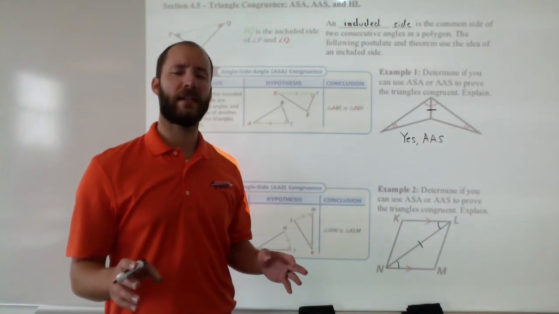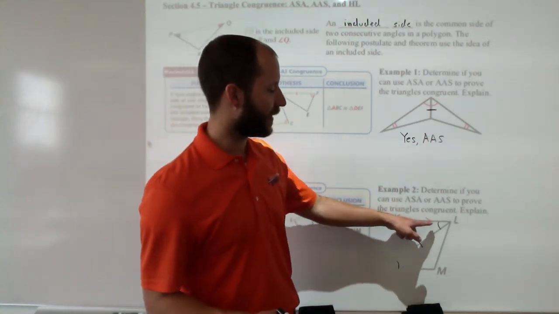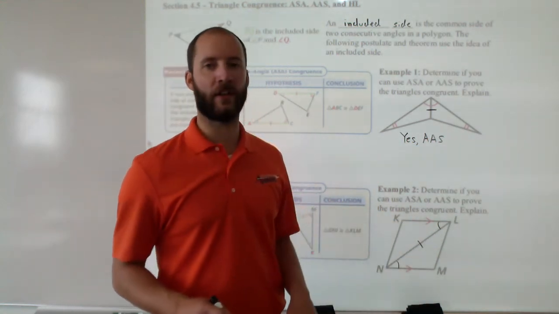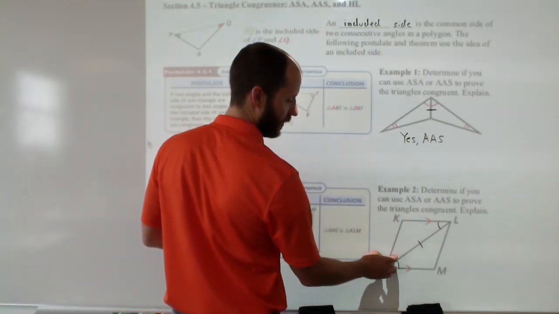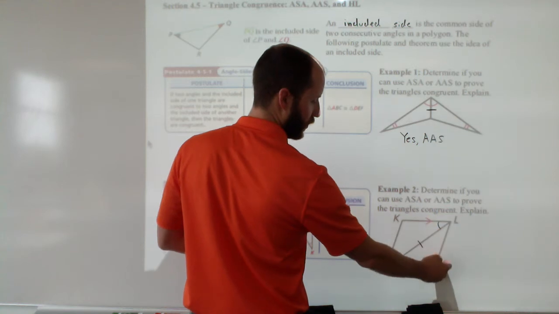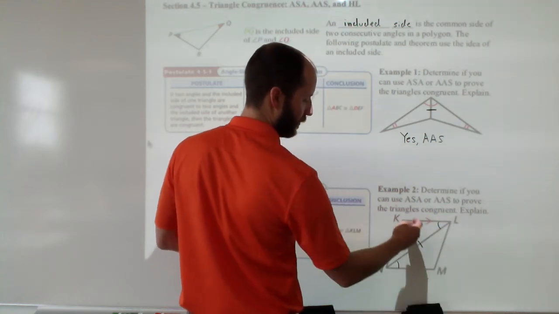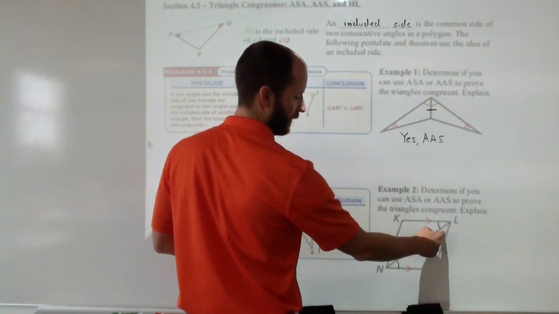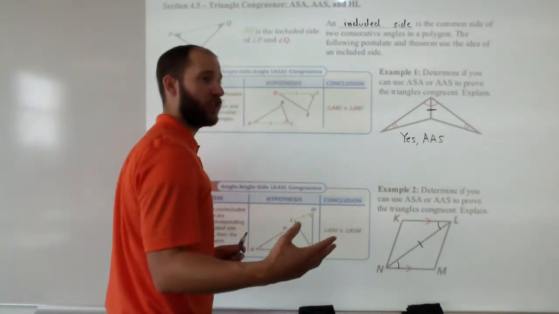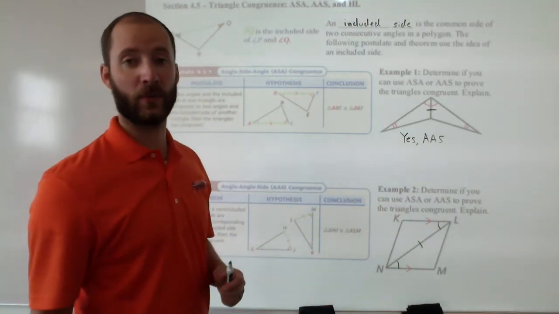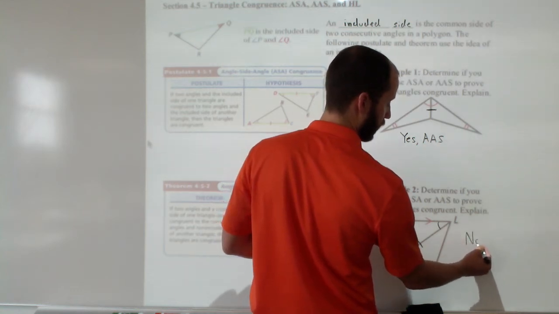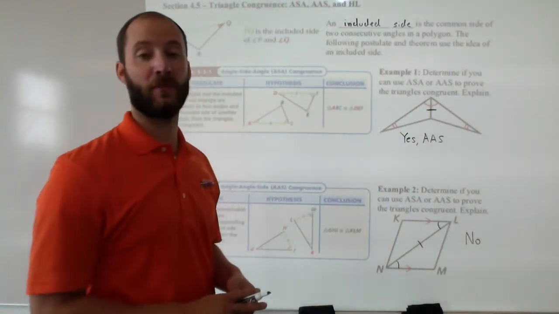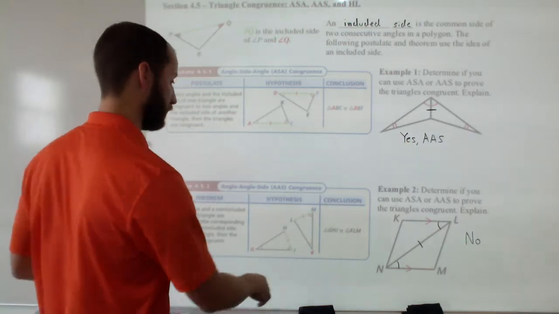One pair of parallel segments only gets us one pair of alternate interior angles. It doesn't get us this one and this one. We would need the two segments on the sides to be parallel to get this angle and this angle. So unfortunately, we only have one pair of angles. We only have one side. So no, that's not going to work. We do not have enough information for that specific diagram.